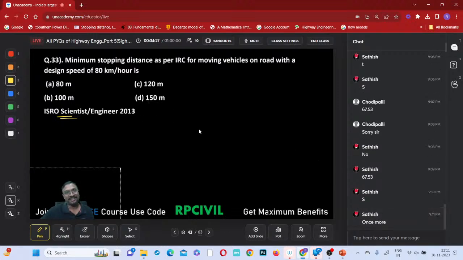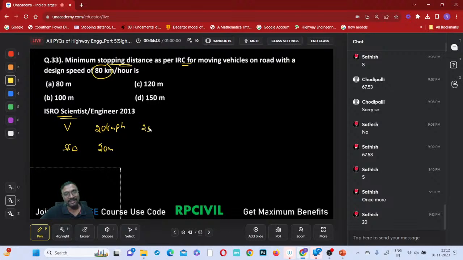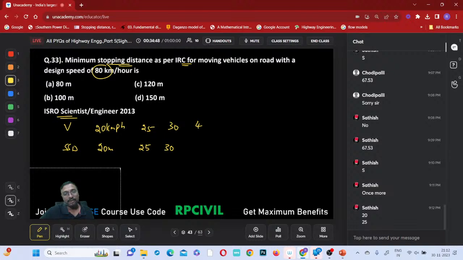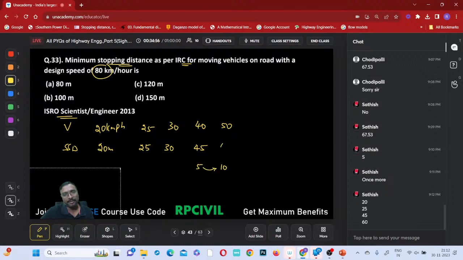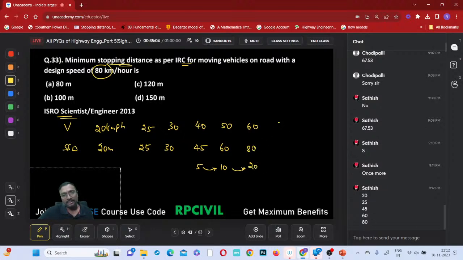So what is it? Minimum stopping sight distance as per IRC for moving vehicles on a road with a design speed of 80 kmph. Do you remember? For 20 kmph it is 20 meters. For 25 kmph it is 25 meters, 30 kmph it is 30 meters, 40 kmph it is 45 meters, 50 kmph how much will it be? This difference is fine. Here it will be doubled. So at 60 kmph the difference doubles, 60 plus 20, it becomes 80. So 80 kmph.